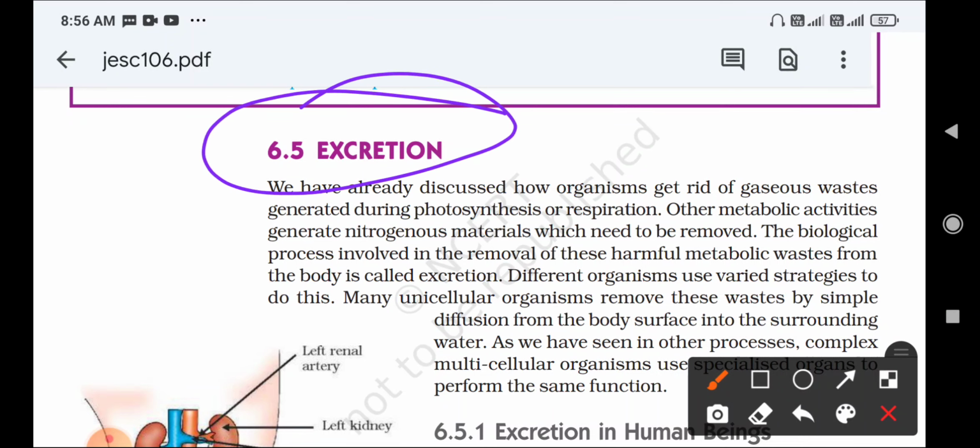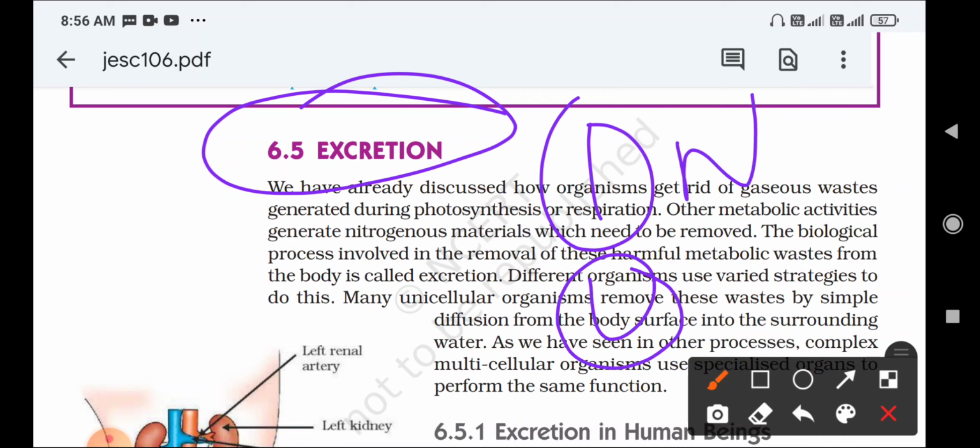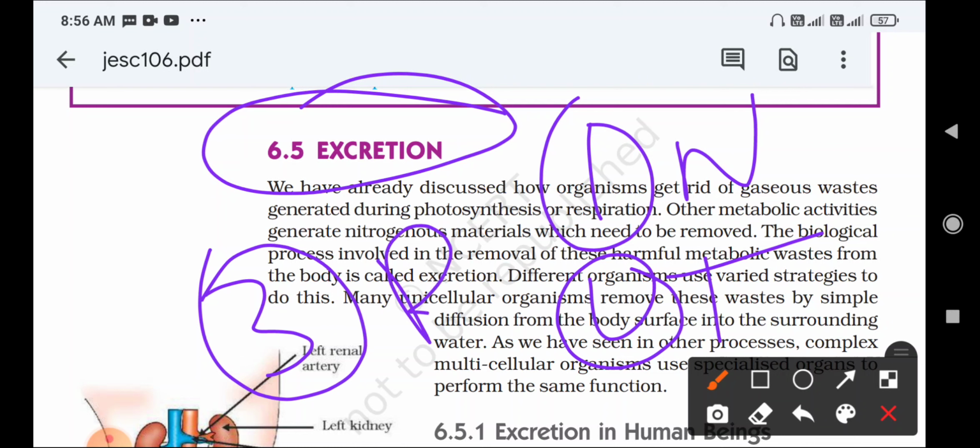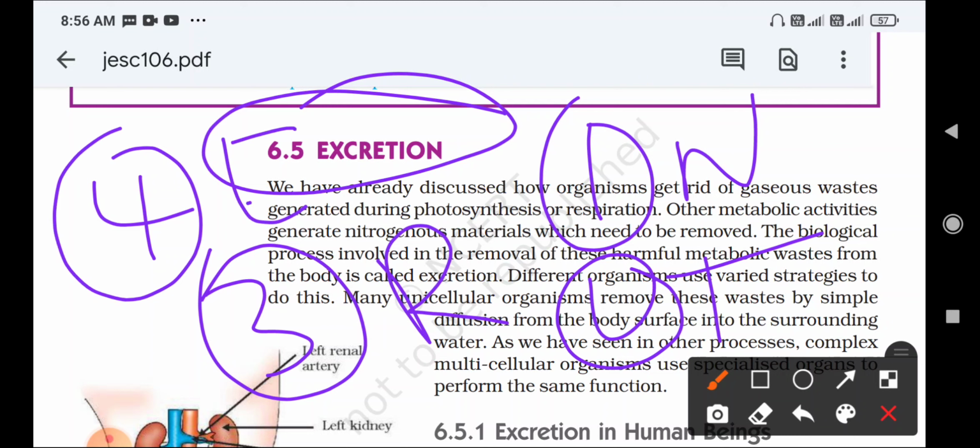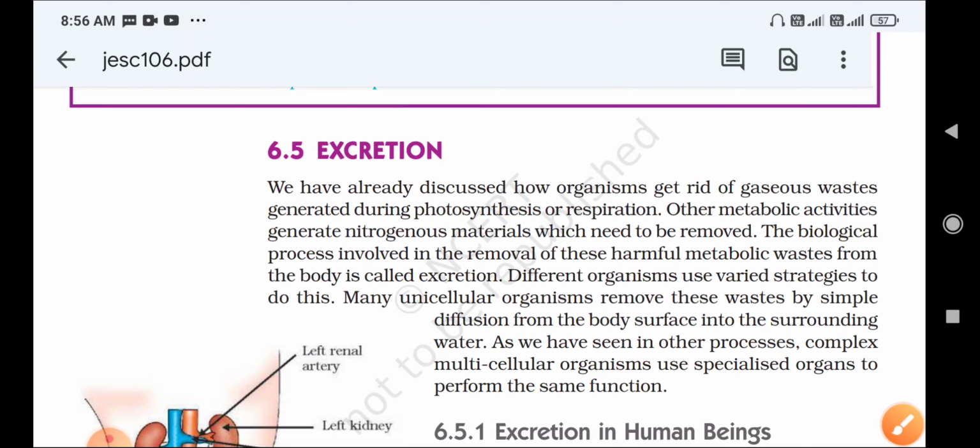In the previous videos we discussed nutrition, then transportation, then respiration, and the fourth major part of the life processes is excretion. Okay, these are the 4 points to study in detail: first nutrition, second respiration, third transportation, and fourth excretion. These are the 4 life process activities needed by any organism to survive.